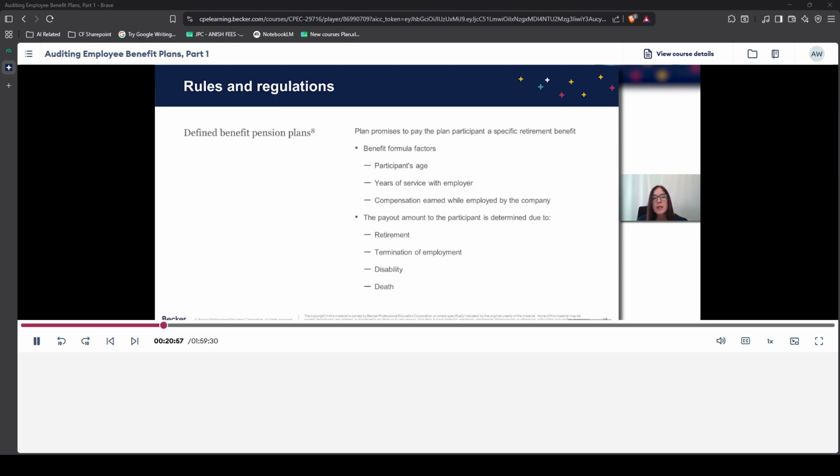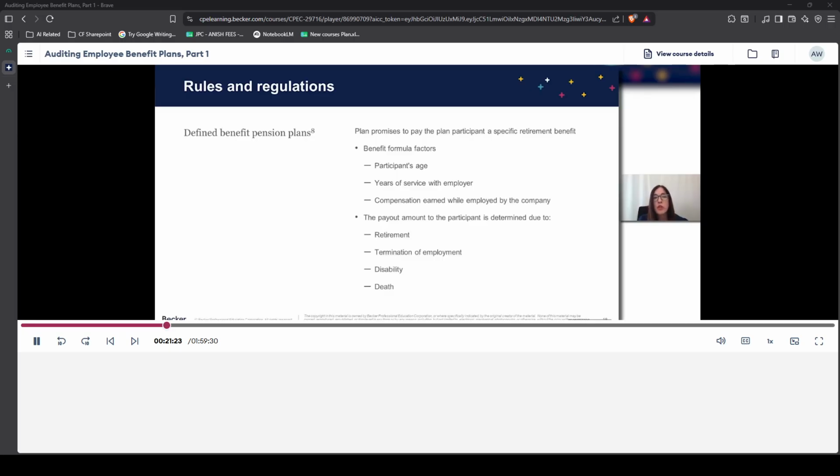One of the reasons why people think there aren't that many DB plans anymore is because in a defined benefit plan, the plan sponsor is the one that carries the sole responsibility for funding the benefits in a DB plan. So you will only have contributions coming from the plan sponsor in a DB plan.